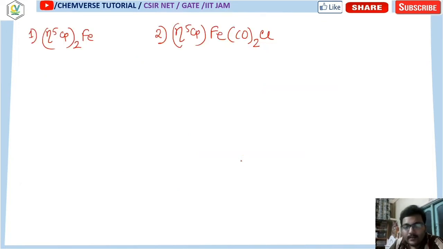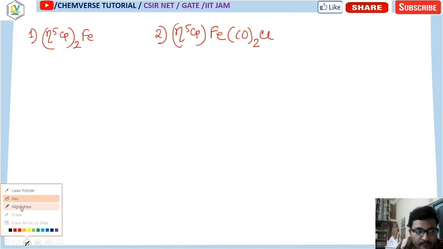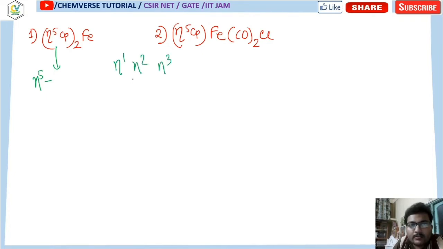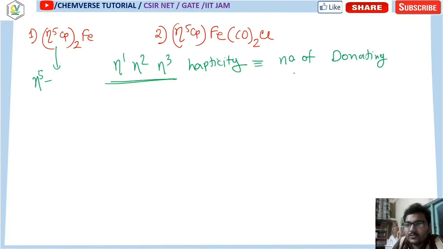Now moving on to our question. So this is the first question. Now this is hapto 5. One thing I didn't say is that for hapticities like hapto 1, hapto 2, hapto 3, for these organic ligands, whatever the hapticity is, that will be the number of donating electrons. This is the simple case you need to remember.